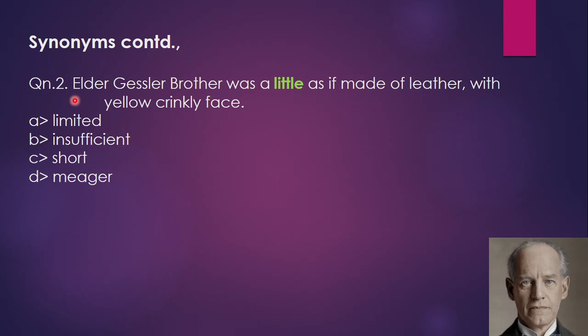Yes, go to the next word. Synonym again. Elder Jessler brother was a little, as if made of leather, with yellow crinkly face. Okay, you have to find the equal meaning, the synonym of the word little. You can easily identify the word. A, limited, B, insufficient, C, short, D, meager. Yes, the correct answer is short. Okay, elder Jessler brother was little, short.